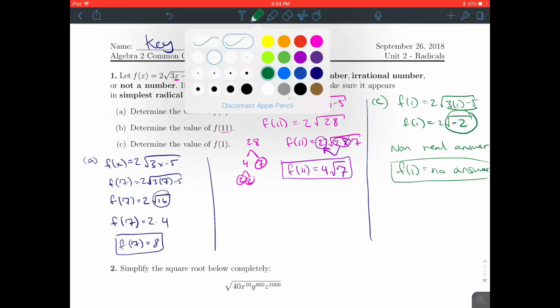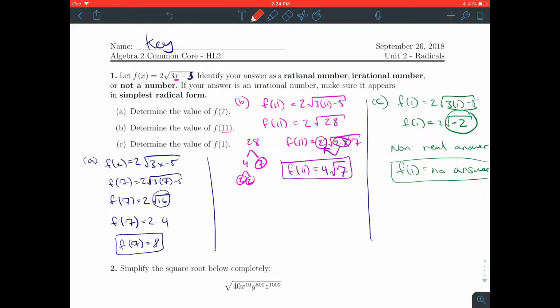Okay, so it looks like I missed a key part of this problem. I hope you guys caught that before I did. I'm supposed to be classifying these answers. So for part A, we have a rational number. And with rational numbers, you always want to think about ratios of nice numbers. We can write 8, the final answer, as 8 over 1, which would be a ratio, a fraction, with an integer numerator and denominator. So this is a rational number.